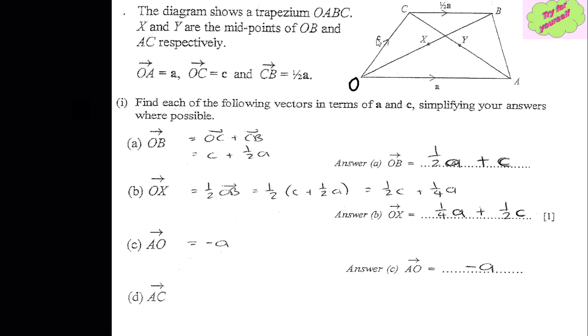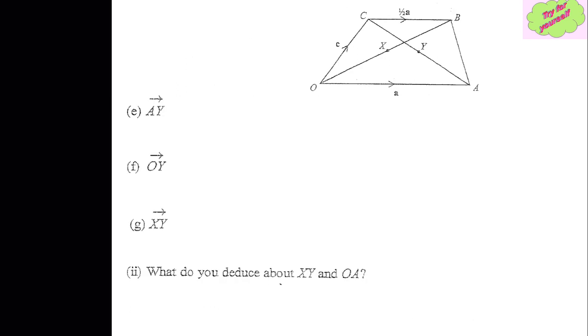AC. AC is minus A plus C, which they might write as C minus A. Doesn't matter. Just put a little line under here, a line under here, a line under here, and a line under here. Make sure the line doesn't go on the negative or the positive sign. Same picture still. Let's continue on.